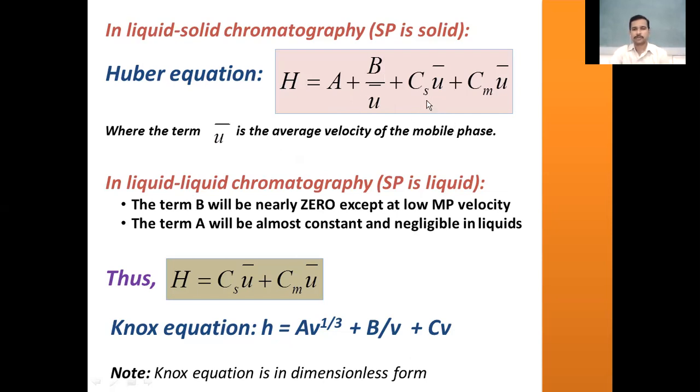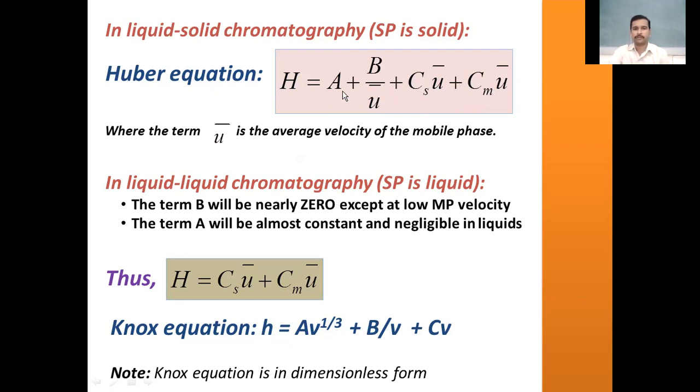B term will be there, and mass transfer of the solute into the stationary phase and mobile phase can also be seen. Therefore, if you consider the mobile phase velocity at an optimum speed, you can write the Van Deemter equation in the form of H is equal to A plus B by U bar plus Cs into U bar plus Cm into U bar. The meanings for all the terms presented here are the same as what have been defined earlier.